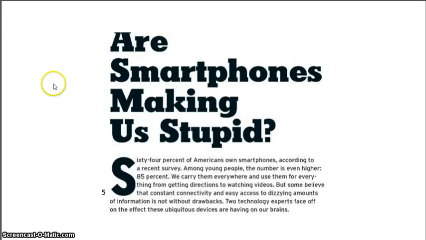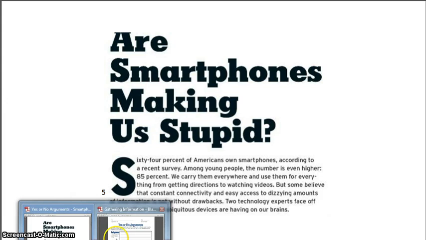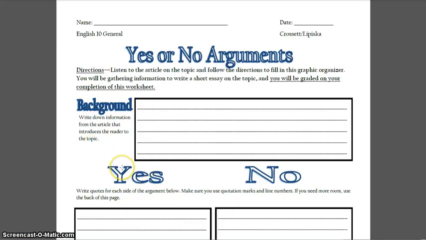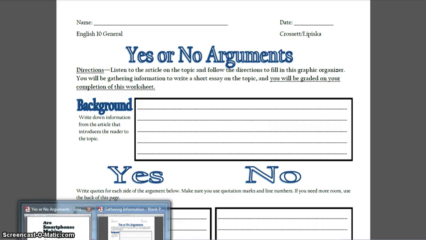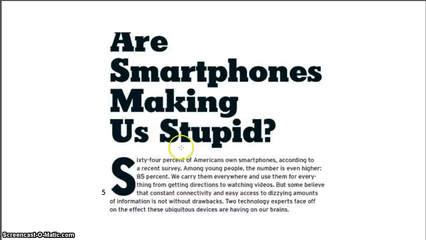Now, in this section, I want you to write down one piece of information about smartphones. You're going to write that in the background section of the graphic organizer. So one piece of information from this section about smartphones. You may pause until you're ready to move on.